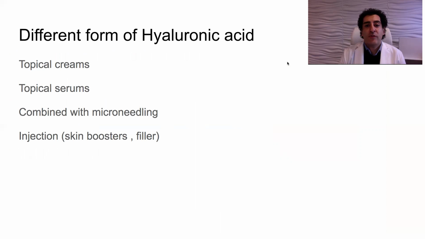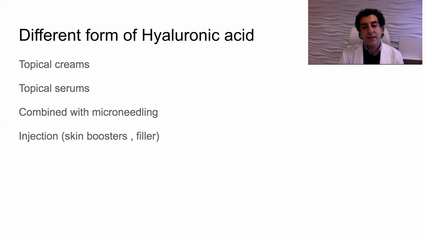So do we have different forms of hyaluronic acid? Of course we do. We have different types of topical creams. We have different types of serums that you can apply as a topical cream. Sometimes we use hyaluronic acid as a liquid, and then we use a machine that we call microneedling. We try to give back some of the hyaluronic acid that you have lost over time to the skin, to give the skin the chance to get hydrated again and to repair part of the aging signs.